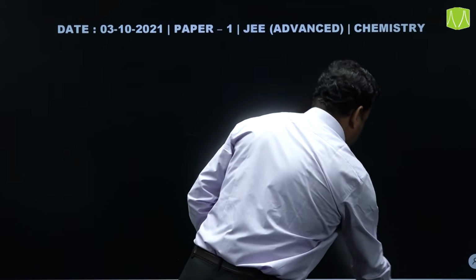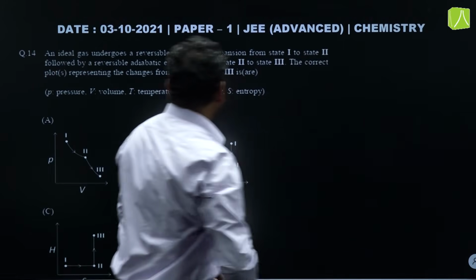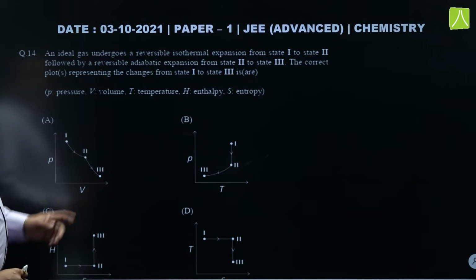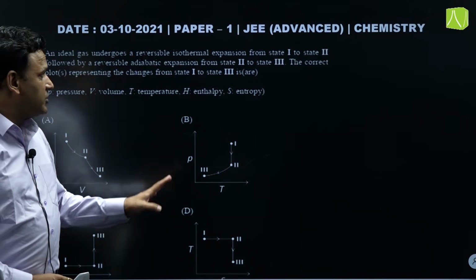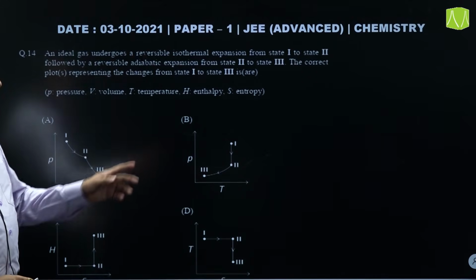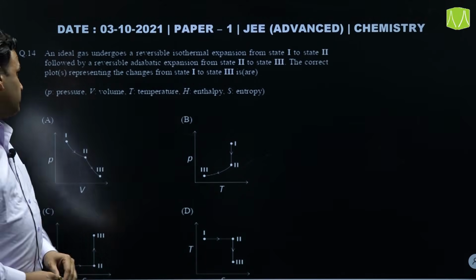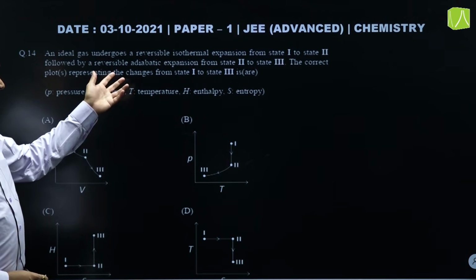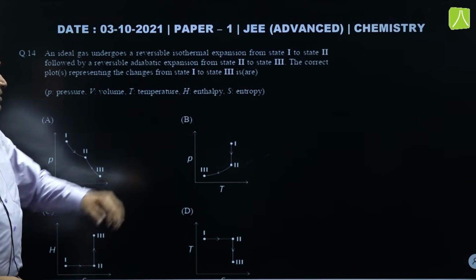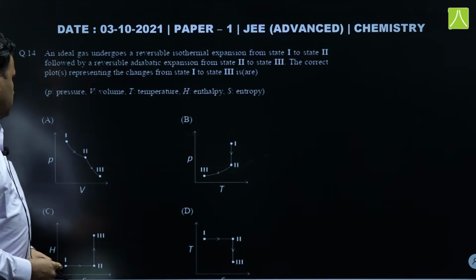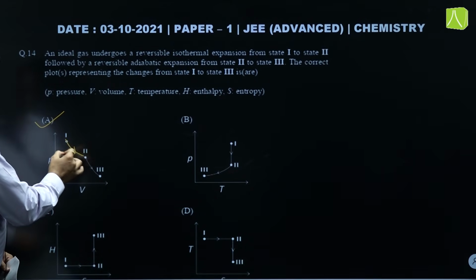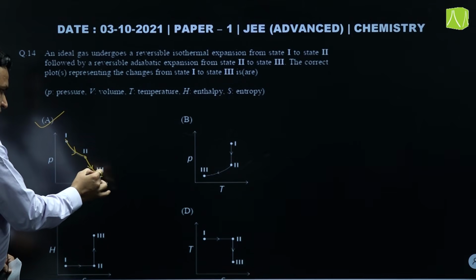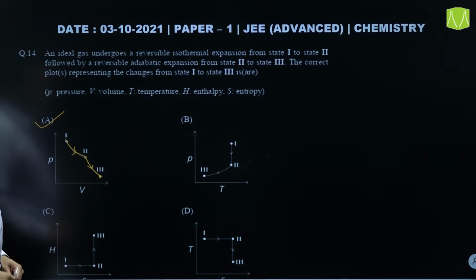Next question, this is a question from thermodynamics, question number 14. An ideal gas undergoes a reversible isothermal expansion from state 1 to state 2, first a reversible isothermal expansion followed by a reversible adiabatic expansion. Then the correct plot. So, A is correct, we all know. This is isothermal expansion and this is adiabatic expansion. So, A is the correct statement.